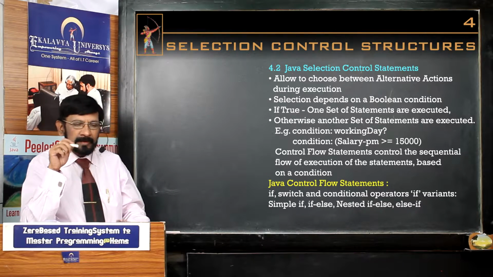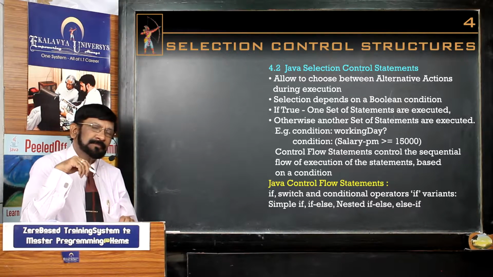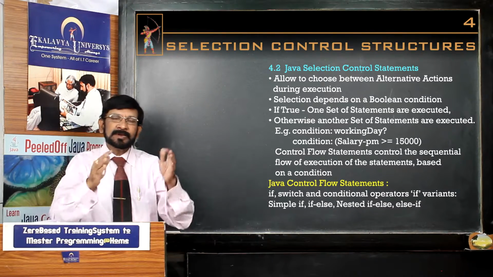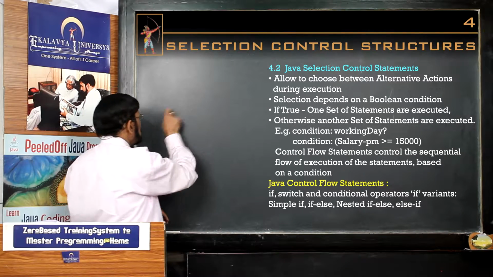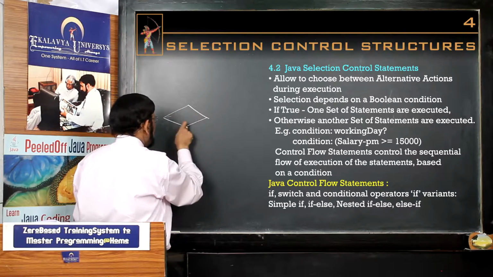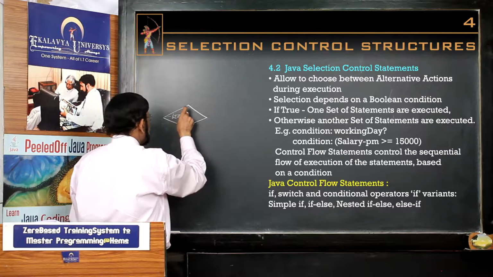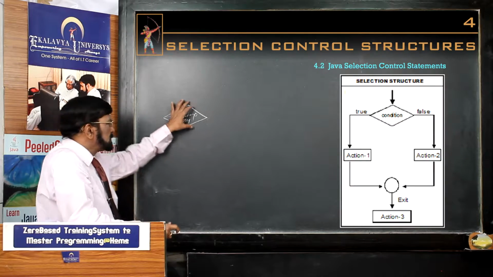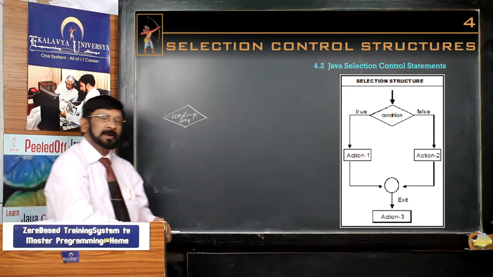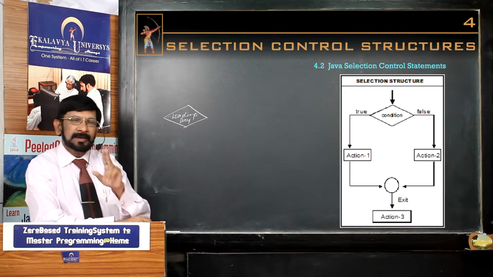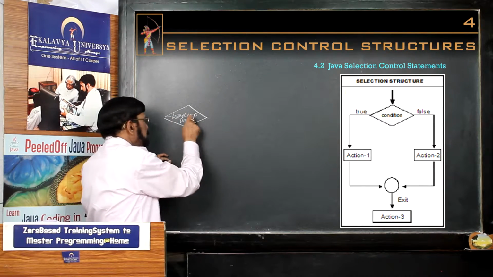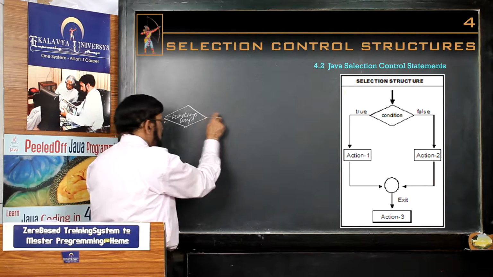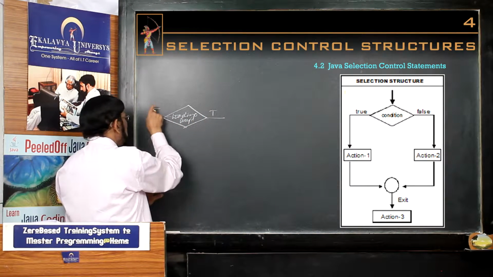Now let's come to Java selection control statements. Actually, where selection is required means where there is a choice. The best example is from real life. Let us take this: is it a working day? This is a condition. Actually, a condition is represented by the diamond symbol. Working day is a boolean condition. It may be true or false. If it is true, it is a working day. If false, it is a holiday.